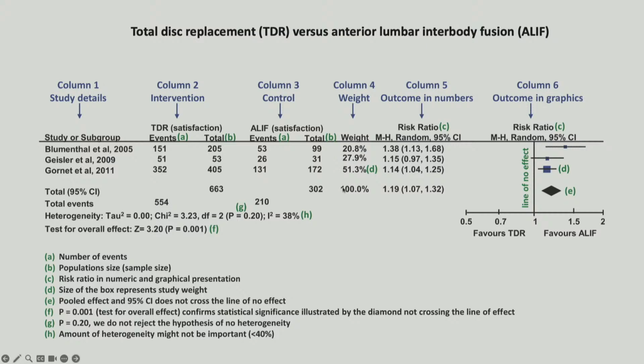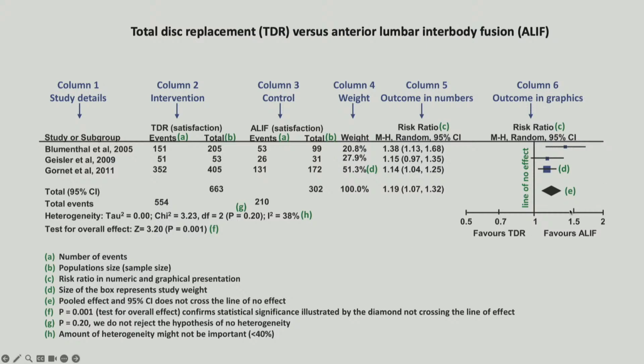Now these are the weights of the study. Again, if you see the largest study, which has 405 patients, 172, has been given the maximum weight, which is 51.3%, and the rest of the studies, which are relatively smaller, have been given less weight. So this is grossly how a forest plot is seen.